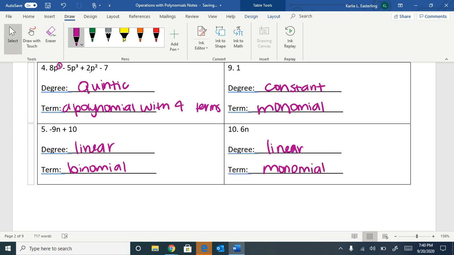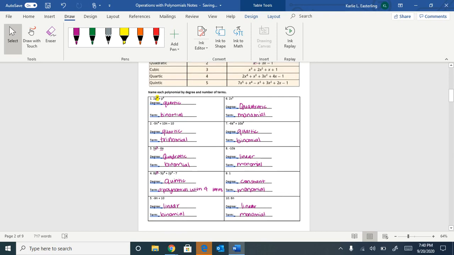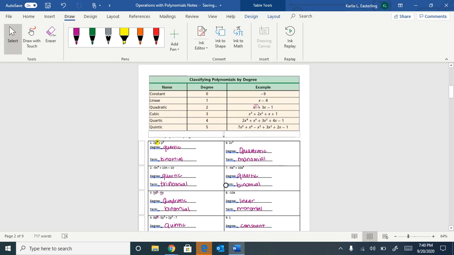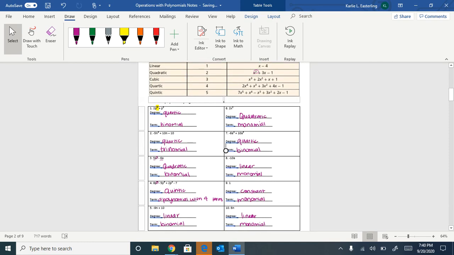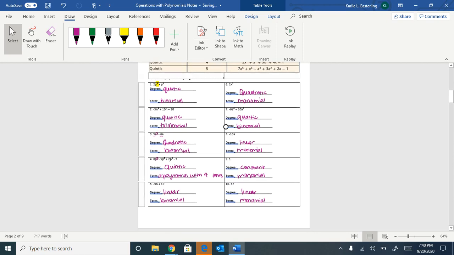If you are not able to print out these notes, make sure that you are writing down all this information that's up here in this chart. And you're also writing down the problem number and all the information that is given to you so that you know where you are getting these from. Because this is your practice for what's going to be on your test.